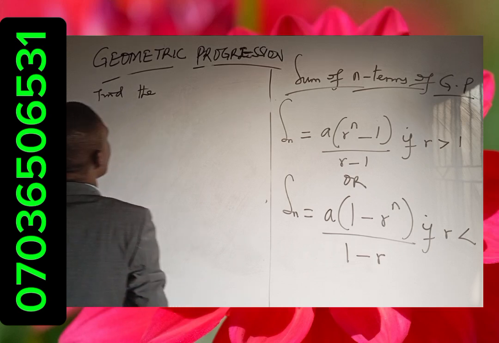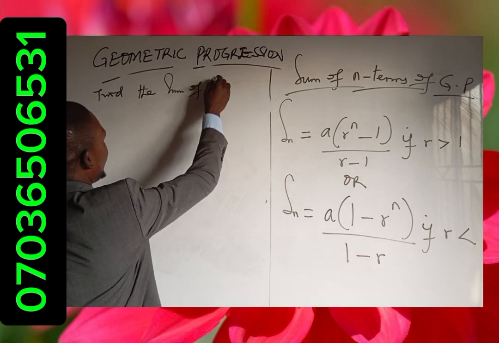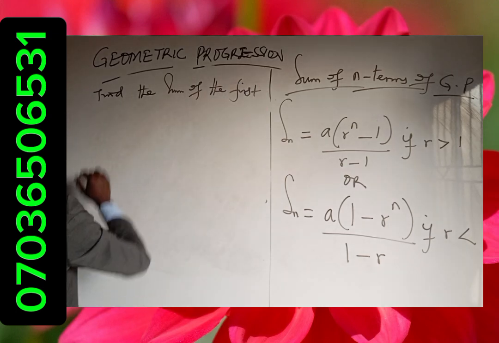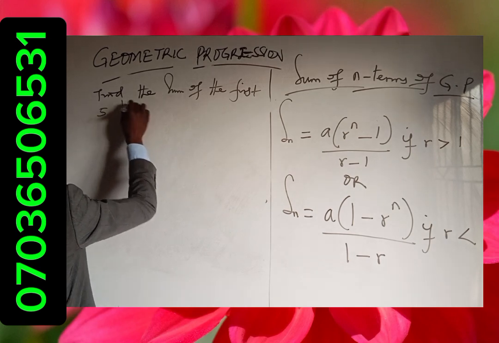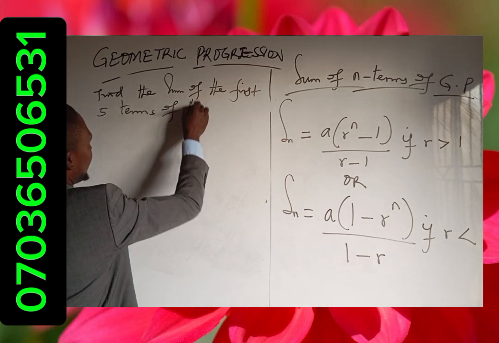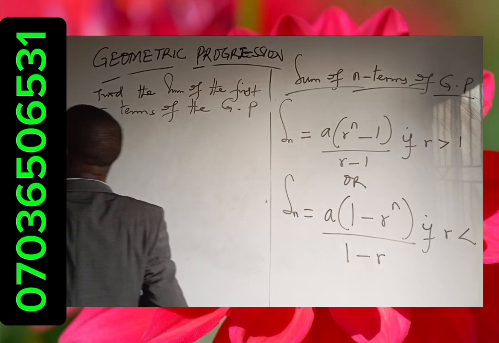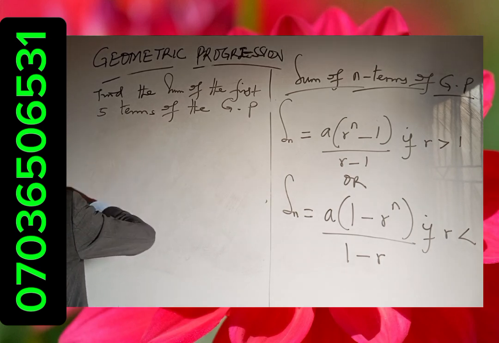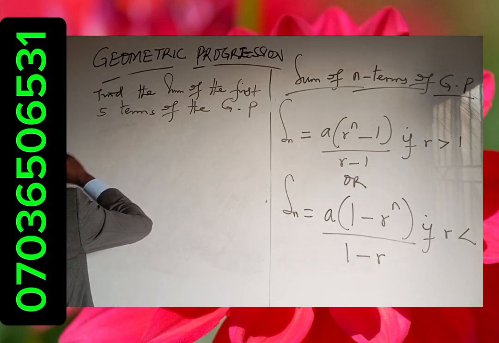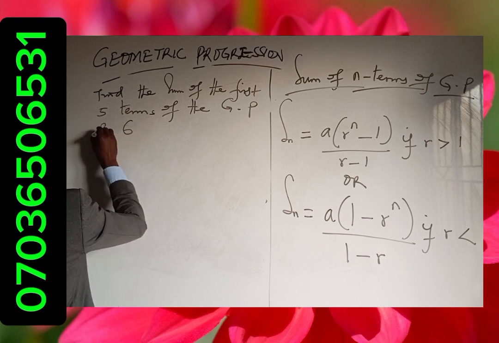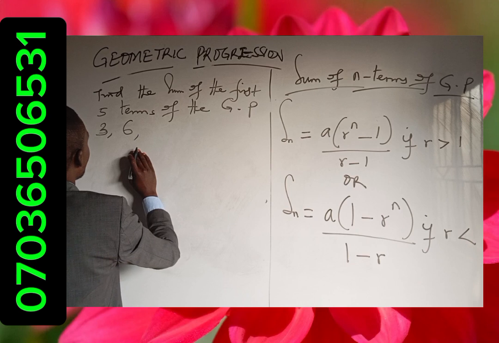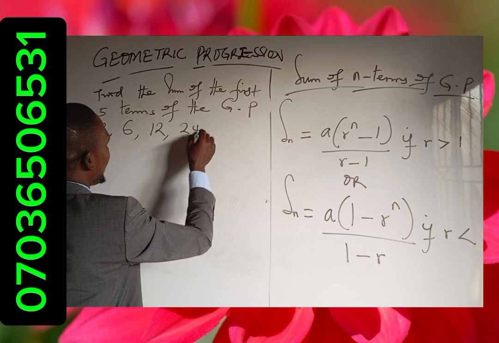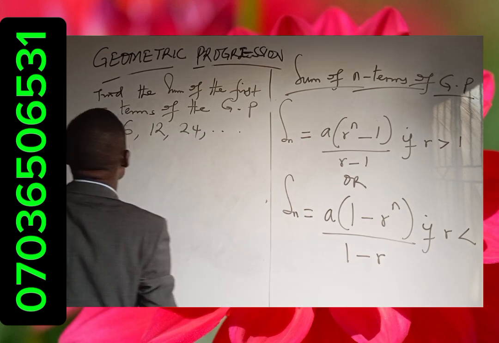Example: find the sum of the first 5 terms of the GP 3, 6, 12, 24, and so on. Good.